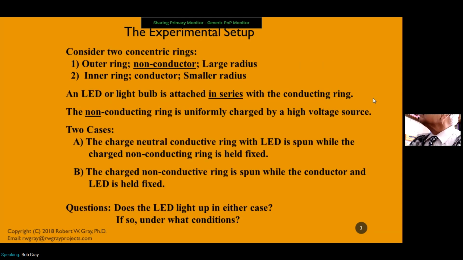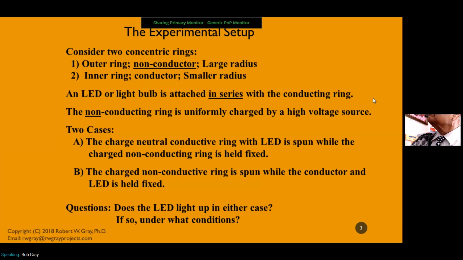So this experiment would be to consider two concentric rings. I'll have a picture of it in the next slide. An outer ring, which is not a conductor, has a larger radius than an inner ring, which is a conductor. And you put an LED or a light bulb in series with that conducting inner ring. The non-conducting ring is uniformly charged to a high voltage, so it is not charge neutral.